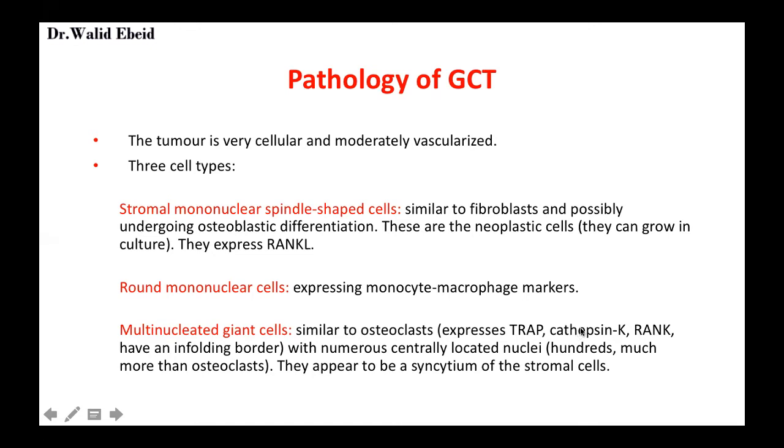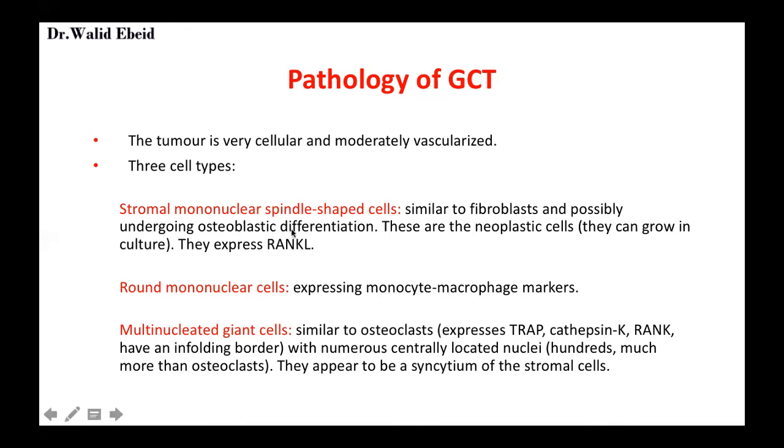They express the RANK receptor, similar to osteoclasts, and they have an infolding border with numerous centrally located nuclei, similar to the osteoclast, but they're much more than the osteoclast. There are hundreds of nuclei, which is more than what we find in the osteoclast. And if you look at these giant cells, they appear to be a syncytium of the stromal cells. It's as if the stromal cells have fused to make the multinucleated giant cells. The nuclei of the giant cells are similar to the nuclei of the stromal mononuclear cells.